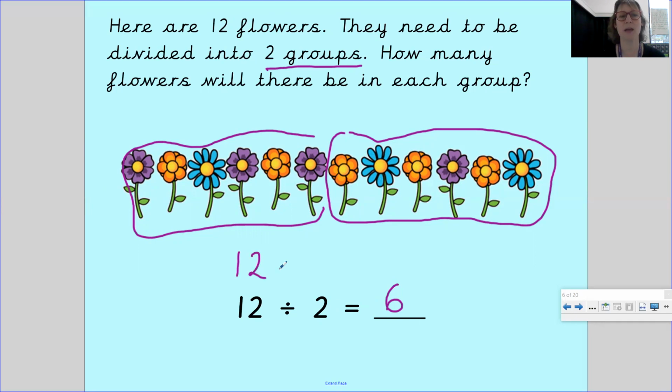So on the last one, I had 12 flowers. I put them into 6 groups with 2 in each. So I grouped them in 2s, and I had 6 in each. This time, I put them into 2 groups, and I've got 6 in each group. And again, can you see the same pattern in the numbers?